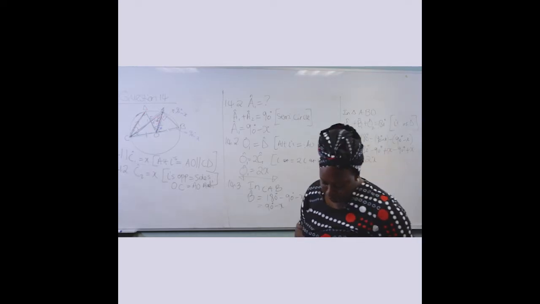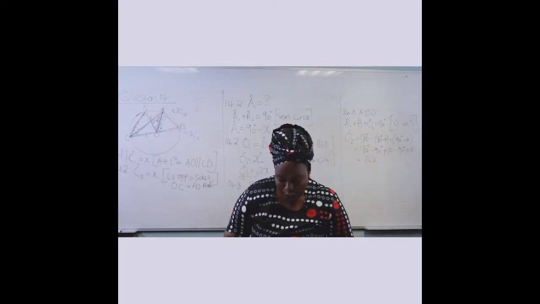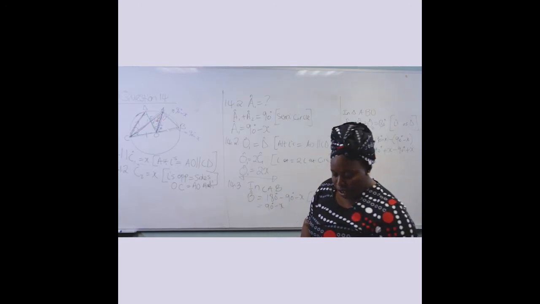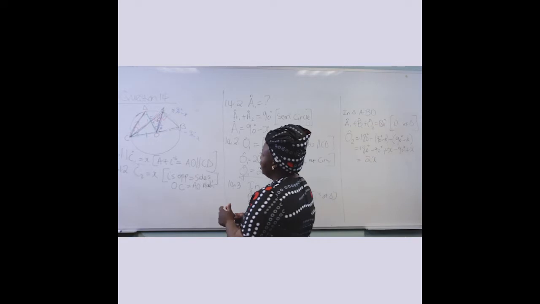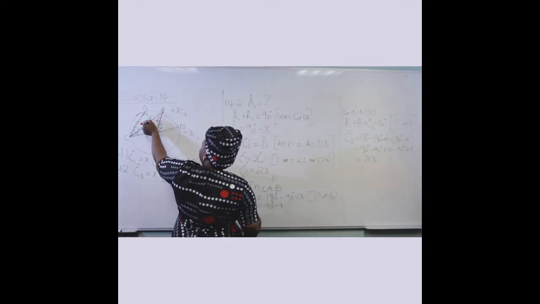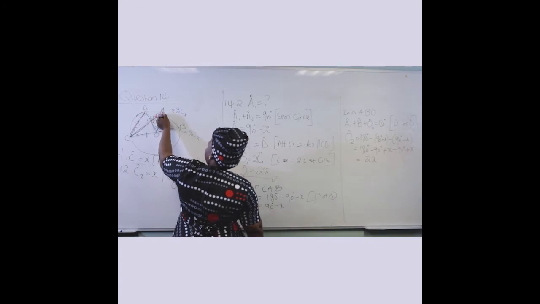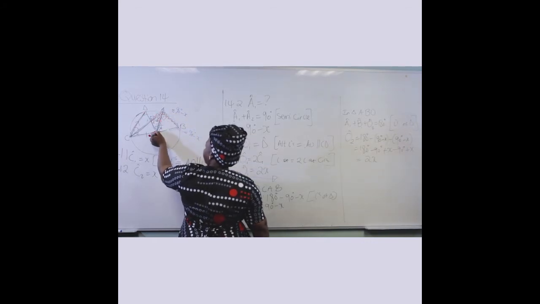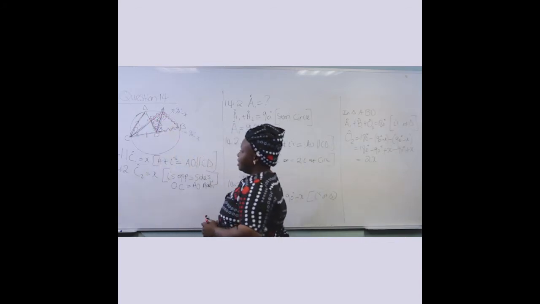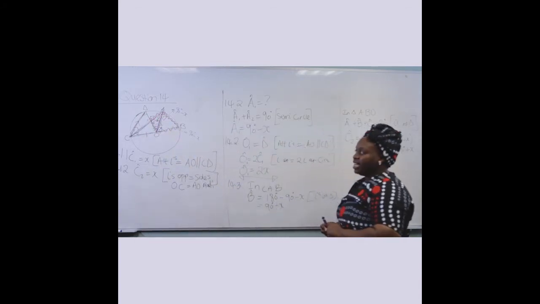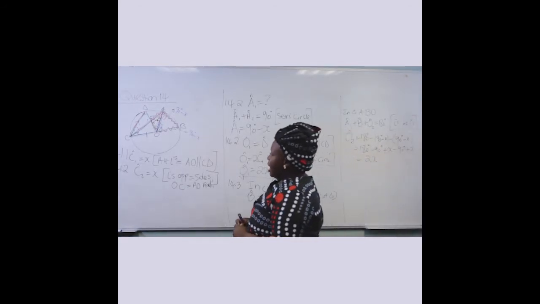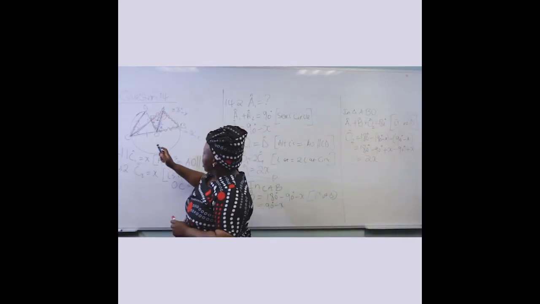What are we looking for? It is A, B, O, E. Let's trace it. A, B, O, E. So we are tracing this one. If this shape has something of what we have talked about, then we have a cyclic quad. Now let's look at this.